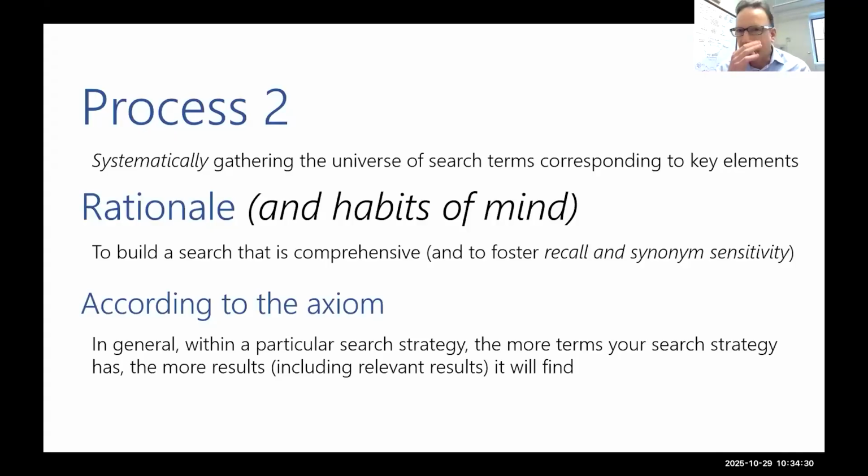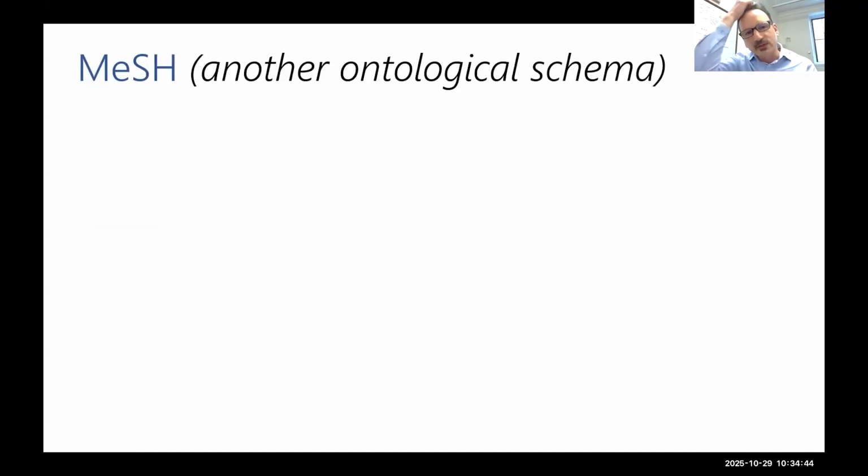But at this point, what we're doing is just gathering terms and making sure that we're capturing all the different ways that the key elements we've identified are expressed in the literature. And the way we're going to do that is by using what's called the MeSH database. MeSH stands for Medical Subject Headings, but it's a bit of a misnomer because it includes all of biomedicine. It's a companion database to PubMed, and it's where you go to find the terms that PubMed uses to describe articles.